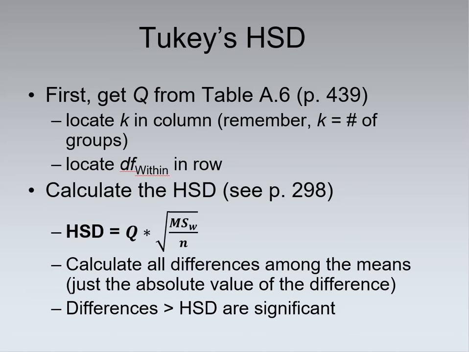K is the column, the number of groups, and then we use degrees of freedom within to determine which row we're going to look at. Remember, it's just a basic table. Degrees of freedom within tells us how far down we go. The K for the column tells us how far across we go. And our book is going to have 0.05 and 0.01. We're going to use 0.05 as our alpha, as our default.